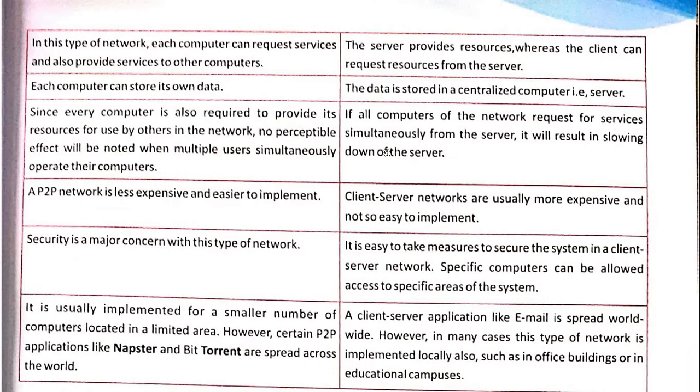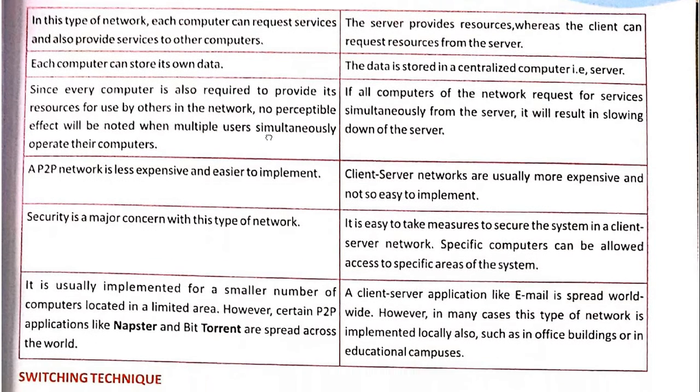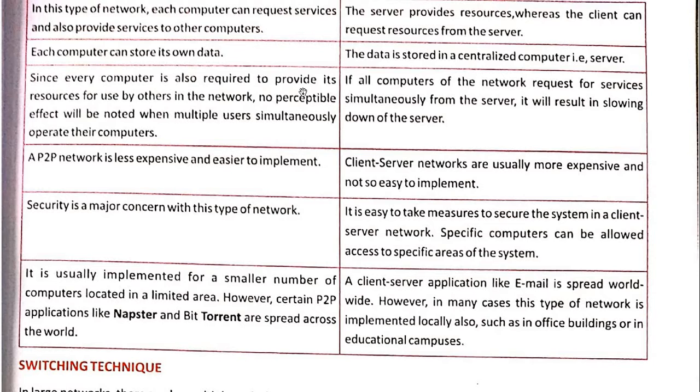Now the next one is, each computer can store its own data, but here only the central server can store the data. Since every computer is also required to provide its resource for use by other computers in the network, no perceptible effect will be noted when multiple users simultaneously operate their computers. Means all the computers are interconnected, so when they use the resources of each other, there is no disturbance or heavy load like that.